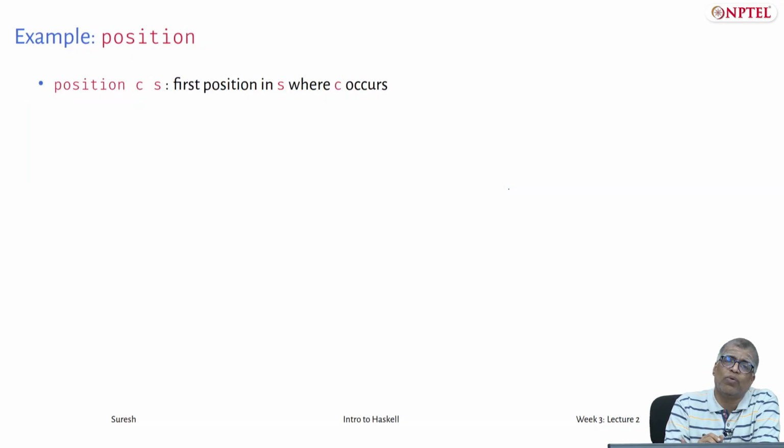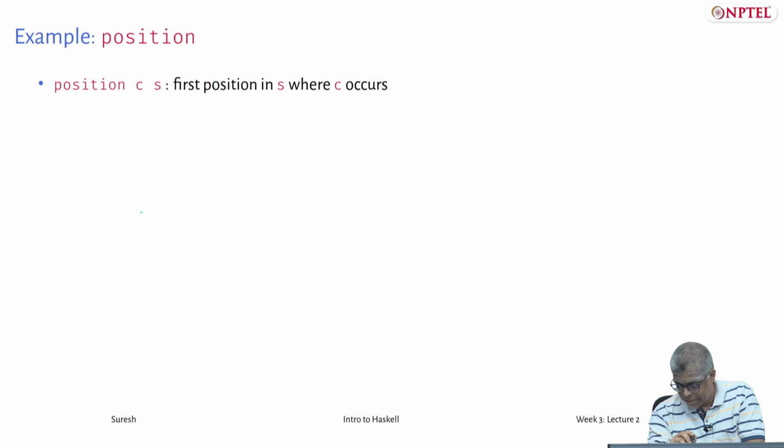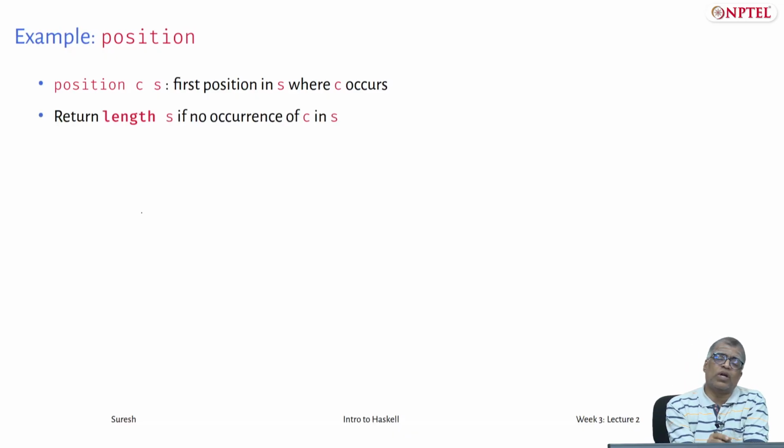Okay, so we looked at occurs. Occurs returns a Boolean value depending on whether c occurs in s or not. But now we can consider this function position, which will return the index of the first position in s where c occurs. But c need not occur in s also. In that case, we will actually return the length of s. You will return the length of s if there is no occurrence of c in s. Okay, so how would we do this?